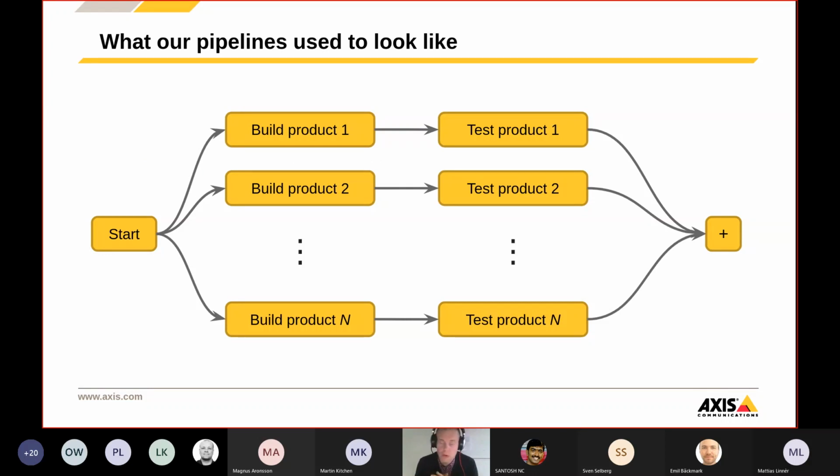We work, or at least I work mainly with Access's firmware builds and test pipelines for our products. And these pipelines used to look like this. A pretty linear flow. You build one product, you test that product in a hardware lab. It's fairly lengthy builds, or at least used to be, and quite a few products, could be upwards of 50 or 100. But it was pretty straightforward. All the products, there was a one-to-one mapping between what was built and the hardware it was tested on.